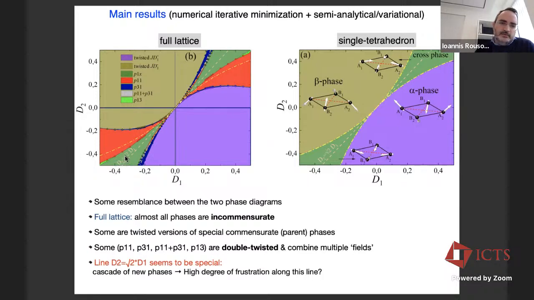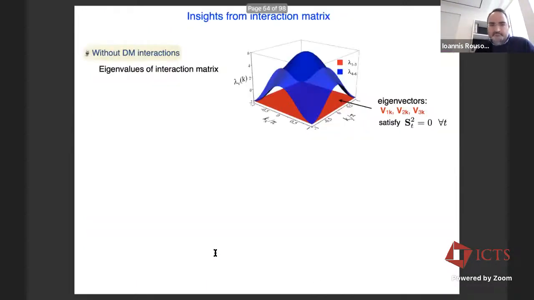This is the line D2 equals square root of 2 D1, around which there seem to be some very interesting things happening. For example, there are many more new phases appearing compared to the single tetrahedron problem. There is a cascade of phases, in fact, if you look closely. And that suggests that there is some kind of high degree of frustration remaining as we travel along that line.